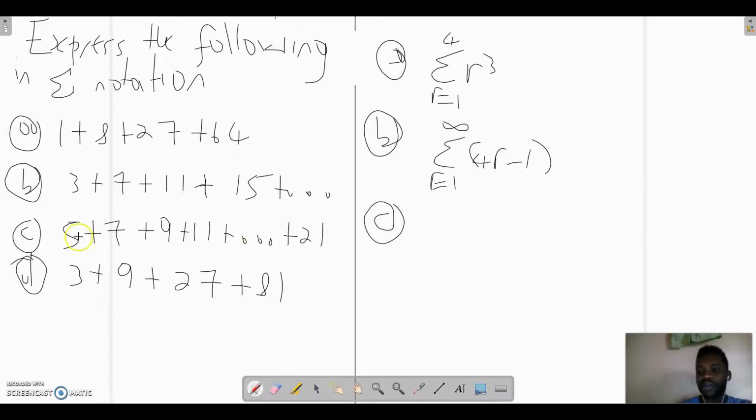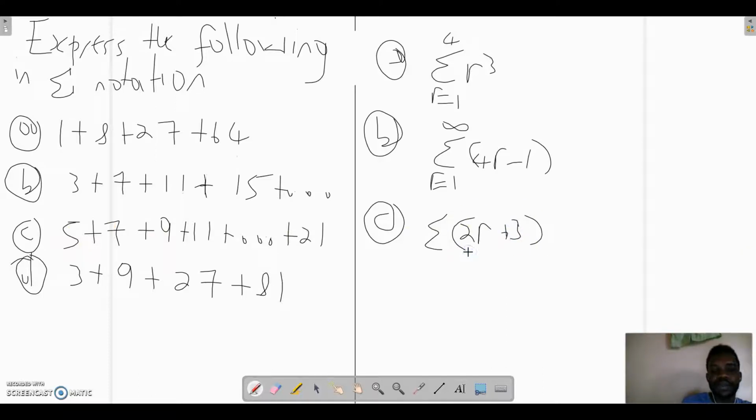Question C, we have 5 plus 7 plus 9 plus 11. Once again, I'm going up by 2, so we know that the arithmetic pattern can help us here. All right, so we have the sum. We know it's going to be 2r, but how do we manipulate 2r when r equal 1 to get the first term, which is 5? We would have to add 3.